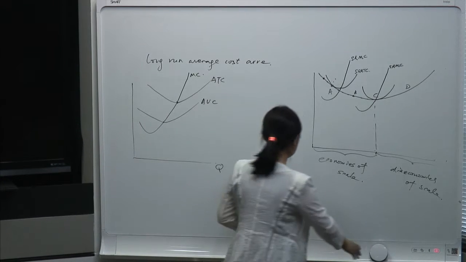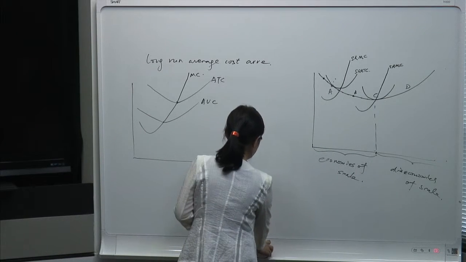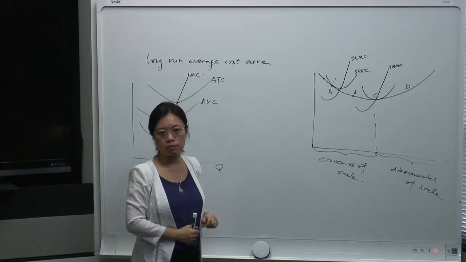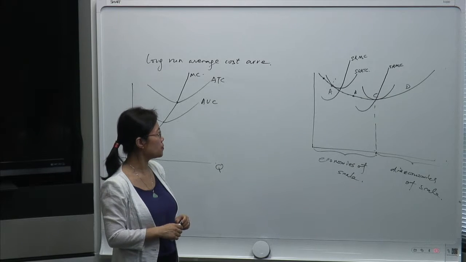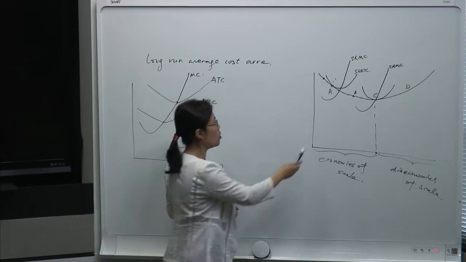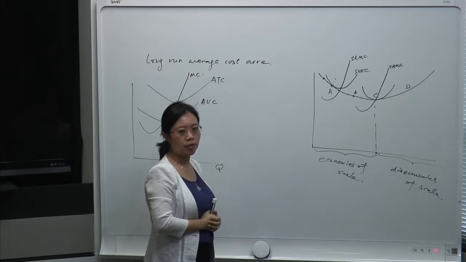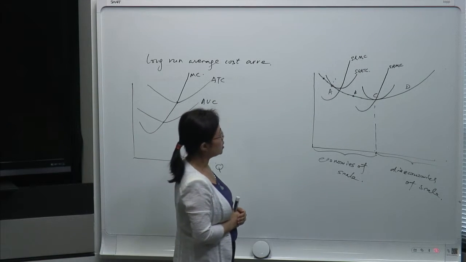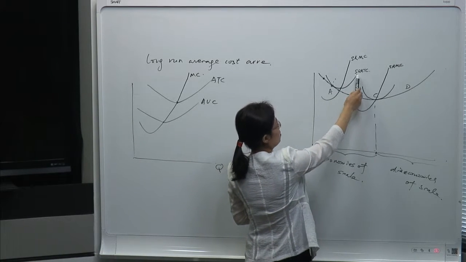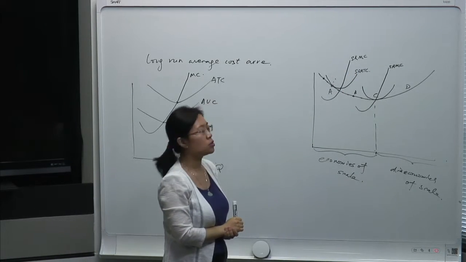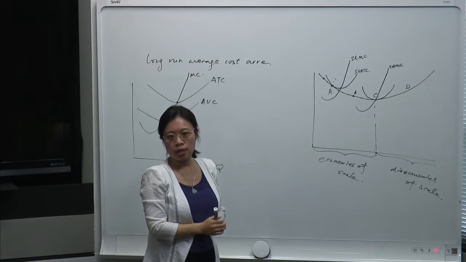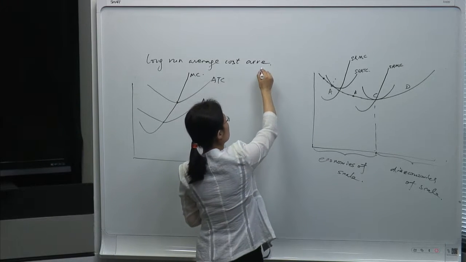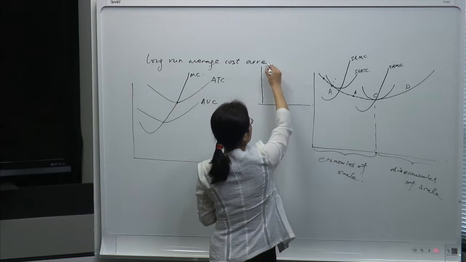Okay, so now we're going to add another graph in addition to this to further our analysis. Again, suppose we are at scale A. At scale A, this is our short-run average cost curve, and this is our short-run marginal cost curve. In addition to this graph, I'm going to draw another graph next to it.